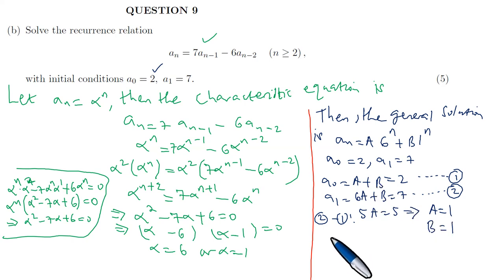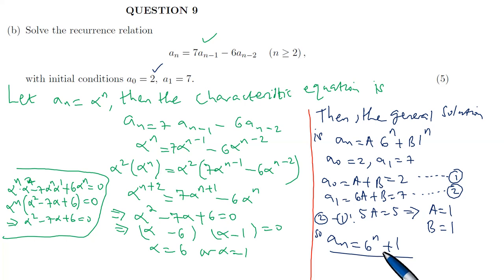So if this is true, then you can just plug in the A and the B into the general solution. This one, A times 6 to the power n, B times 1 to the power n. So A and B are both 1. So the general solution would be a_n equals 6 to the power n plus 1. So this is the solution. Because we had to solve this recurrence relation, we solved it, and this becomes the solution.